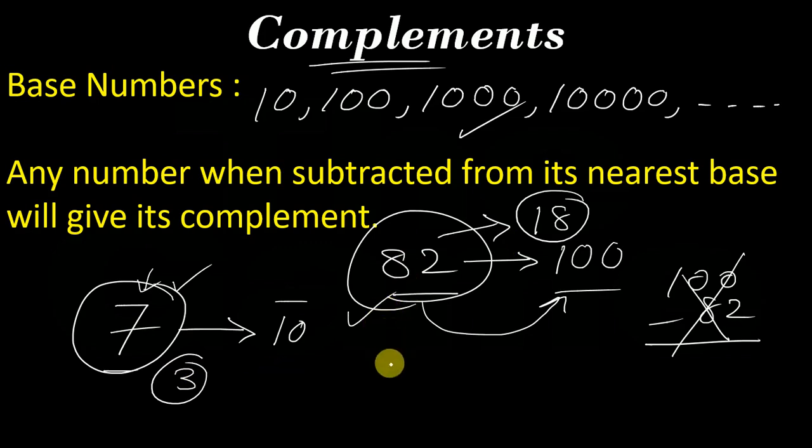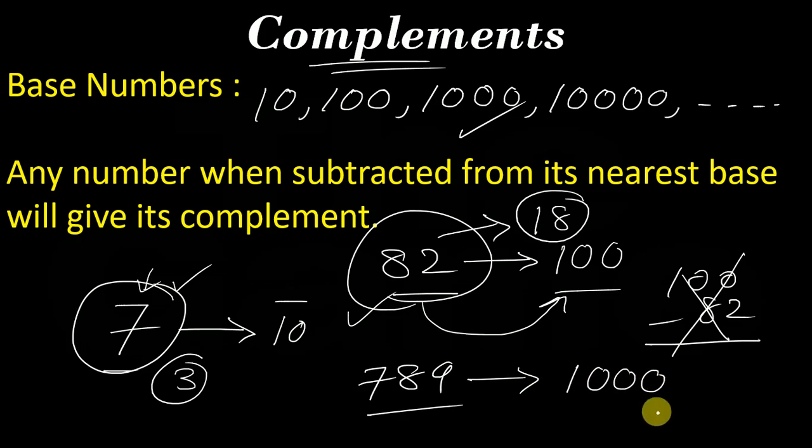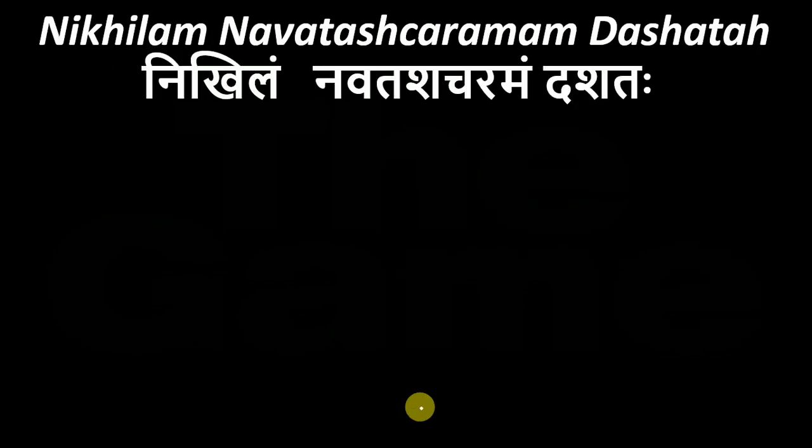Let's take one more example. If I ask you the complement of 789, it is a three-digit number. You have to go to its nearest base, which will be the four-digit smallest number, that is 1000. Now you have to tell me the difference between 1000 and 789. The difference between 1000 and 789 will be the complement of 789. Okay. Now we will see the Nicola method.